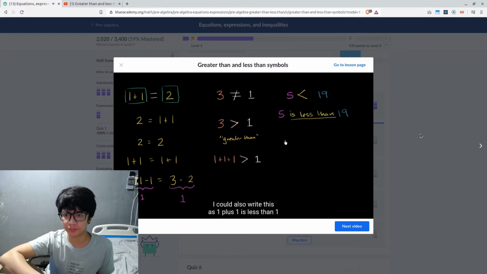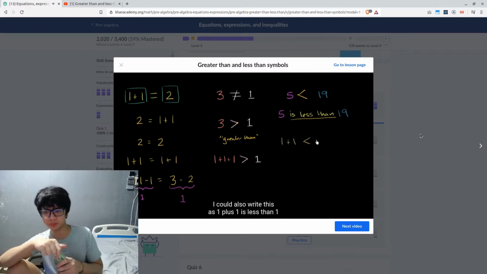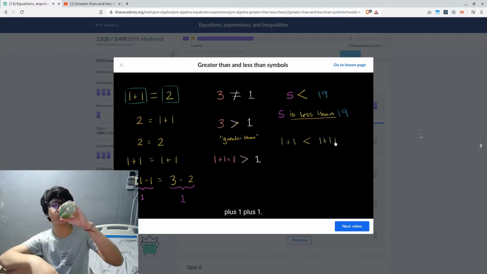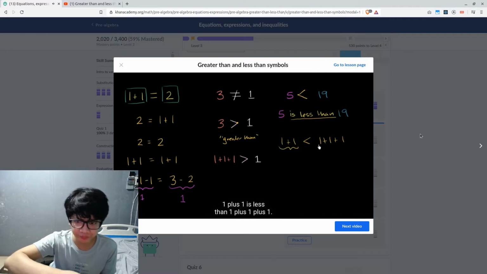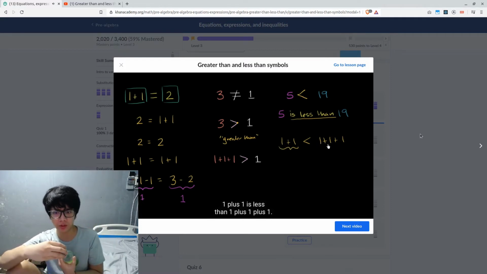I could also write 1 plus 1 is less than 1 plus 1 plus 1. It's just saying that this quantity, 1 plus 1, is less than 1 plus 1 plus 1.